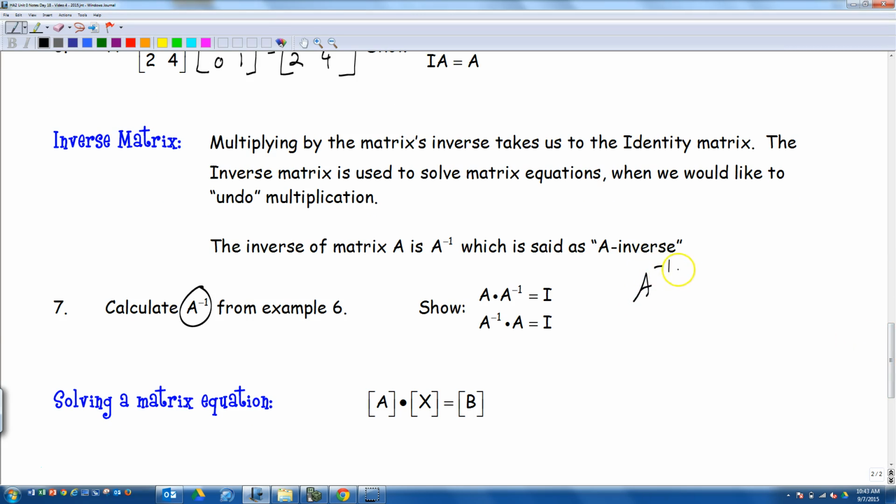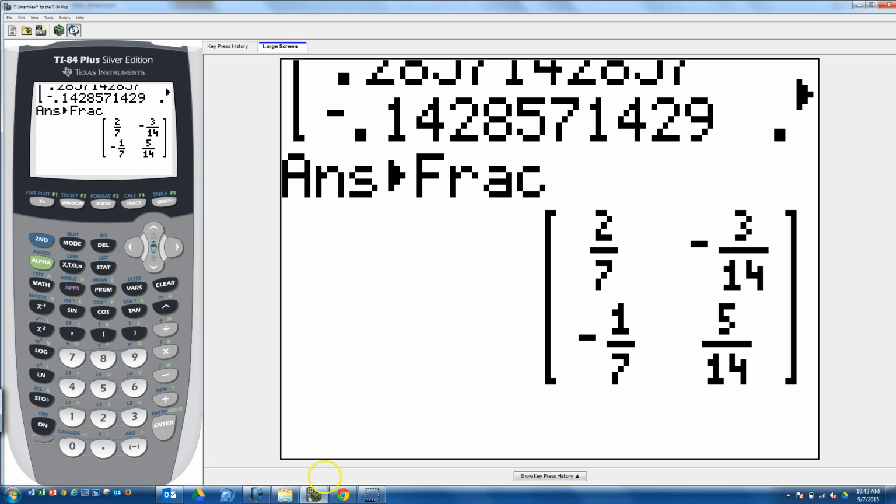A inverse is equal to 2/7, -3/14, -1/7, and 5/14. So if we multiply this times A, you will get an identity. So let's do that real quick.